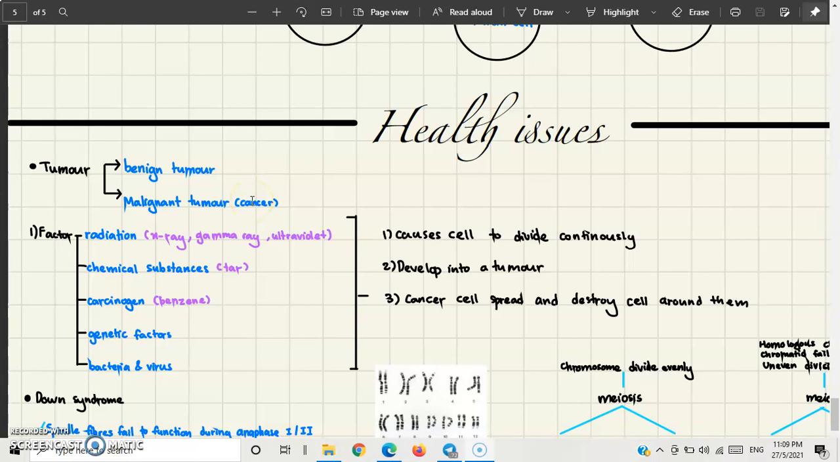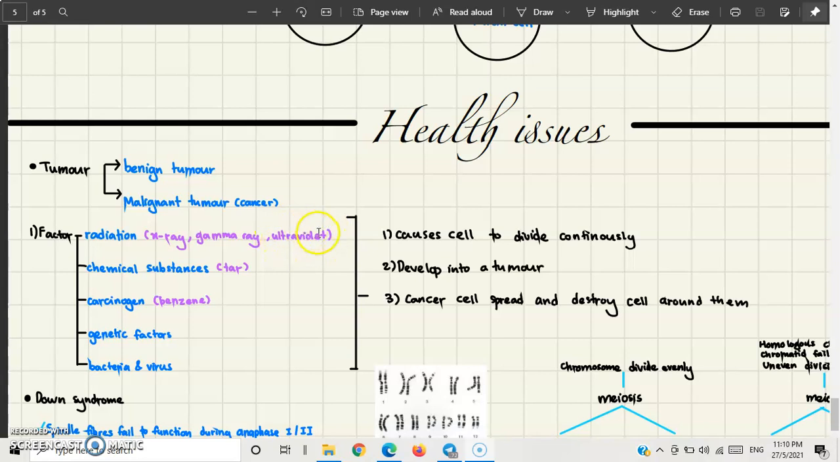Right. Okay. So, malignant tumor or benign tumor, a tumor is caused by several factors. The first factor that causes a tumor is radiation. Examples of radiation are X-ray, gamma ray, and ultraviolet ray also.